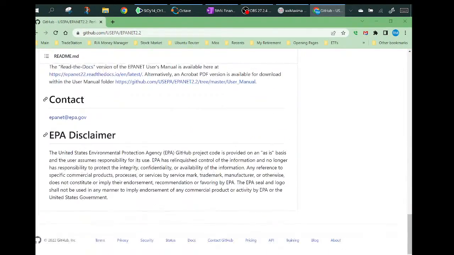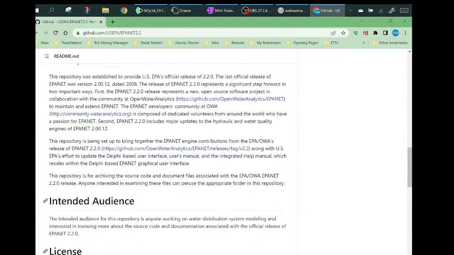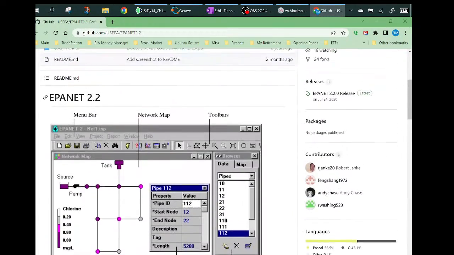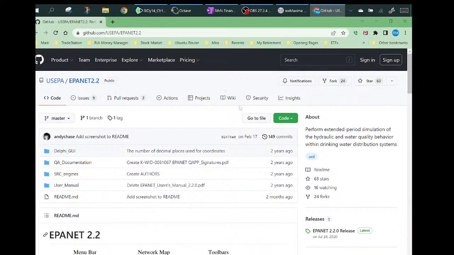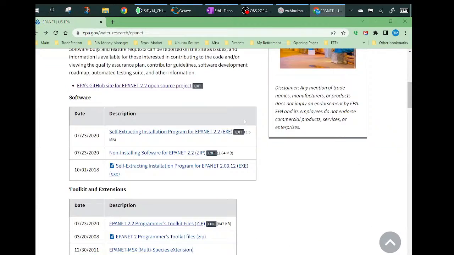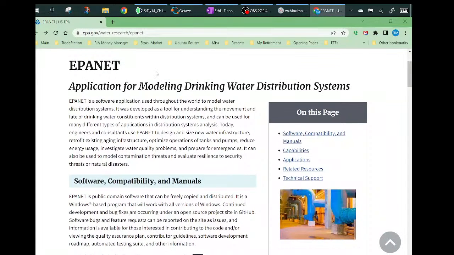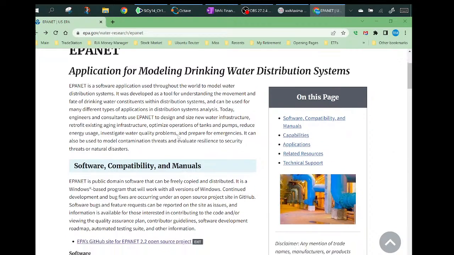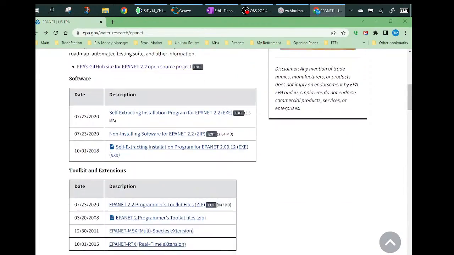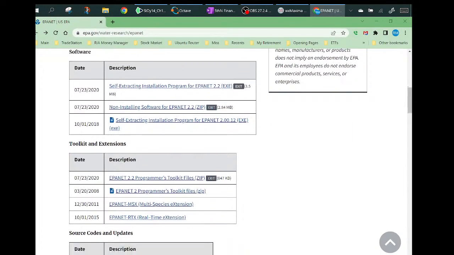It's basically open source, and the EPA, I think in Cincinnati, basically funded most of it and is still somewhat in charge of it. So it's basically modeling a drinking water distribution system. You can actually use this, and it works very, very well.